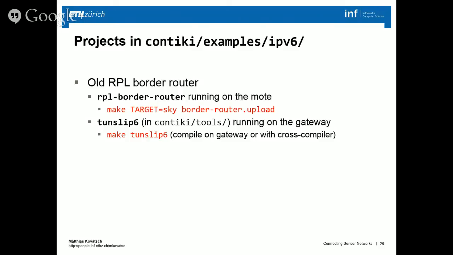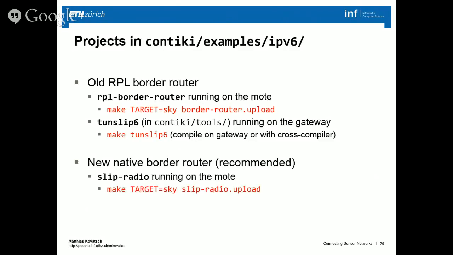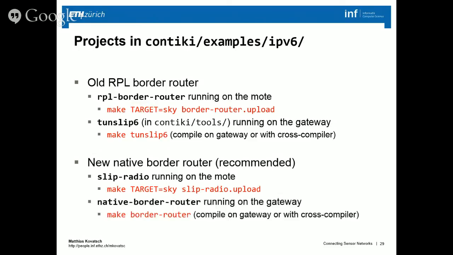The other approach, the new one that I would recommend, is using the native border router. So what's different is that on the mote, you only have a slip radio, basically only some logic to send out the frames for this low power radio. And you do it the same way. You make TARGET=sky slip-radio.upload, and then you have this radio there. And then the actual border router with all the lists for the routing tables and so on, that will be the one running on your gateway. And for that, you do a make border-router.native, and you compile it. And then you also have an executable, just like the tunslip6.